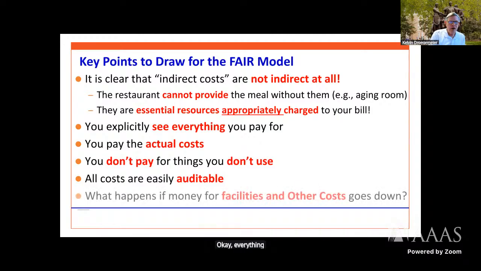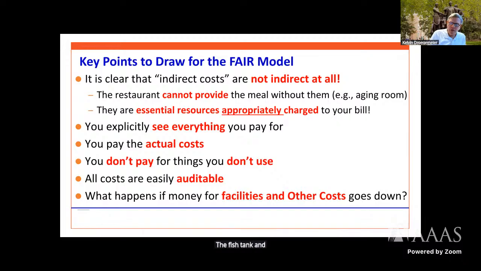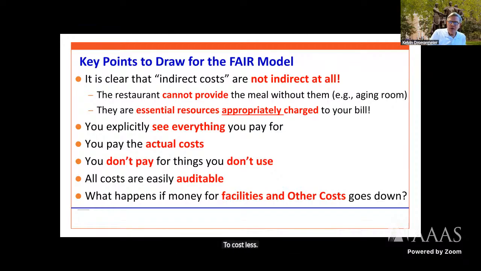Everything is auditable. And the interesting thing is, suppose that you don't have enough money for the facilities and those other costs, for example, the fish tank and electricity and so on. What do you do? You have three options as a restaurateur. Number one, you can scale back the quality of what you're doing to cost less. Number two, you could reduce your menu, make fewer items and so on to reduce the cost, or you can go out of business. Three choices there.